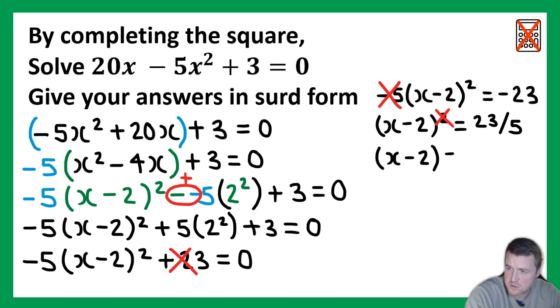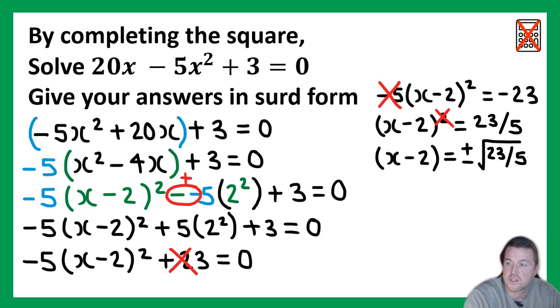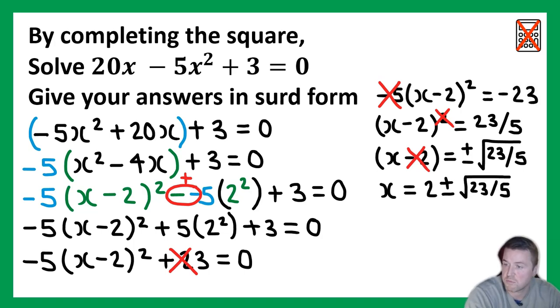Square root both sides, giving me positive or negative root 23 over 5. The root 23 over 5 can be rationalised, but this is optional at the GCSE level. And finally, I can find x by adding 2 to both sides, giving me my solutions for x, which would be 2 plus or minus root 23 over 5.